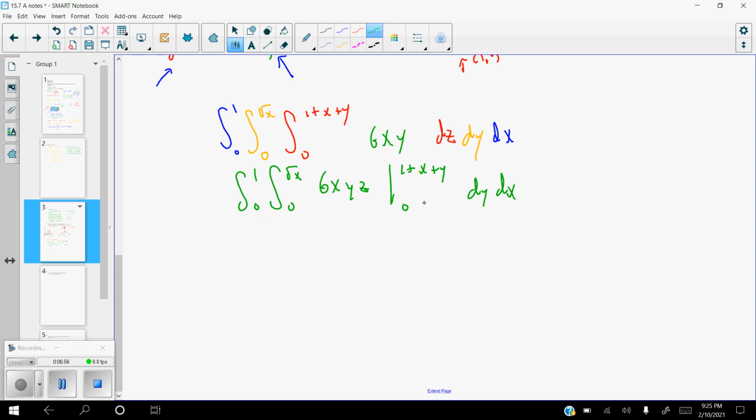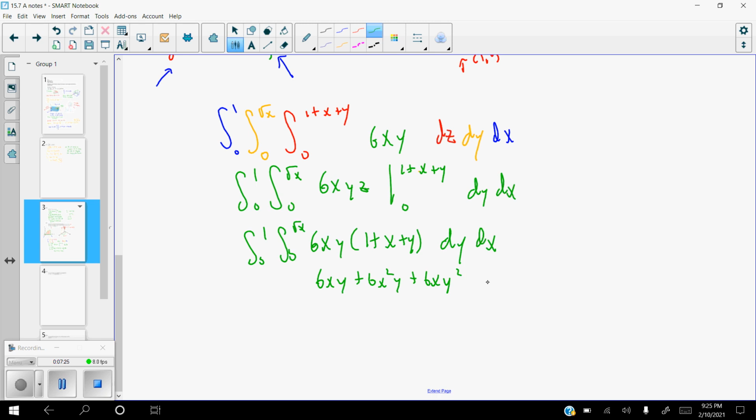All right, we'll plug 1 plus x plus y in for z. So we get 6xy times (1 plus x plus y). And then if I plug 0 in for z, that zeroes out. And then we're probably going to need to go ahead and distribute. So we get 6xy plus 6x squared y plus 6xy squared, dy dx, and my integrals.